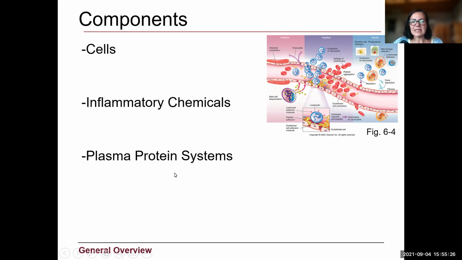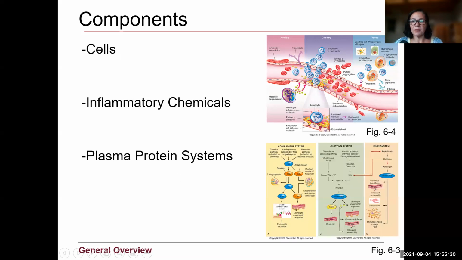And finally, the plasma protein systems. And there are three of those, and they're covered in this diagram on figure 6.3. And so we'll refer to the complement, clotting, and kinin systems during class.